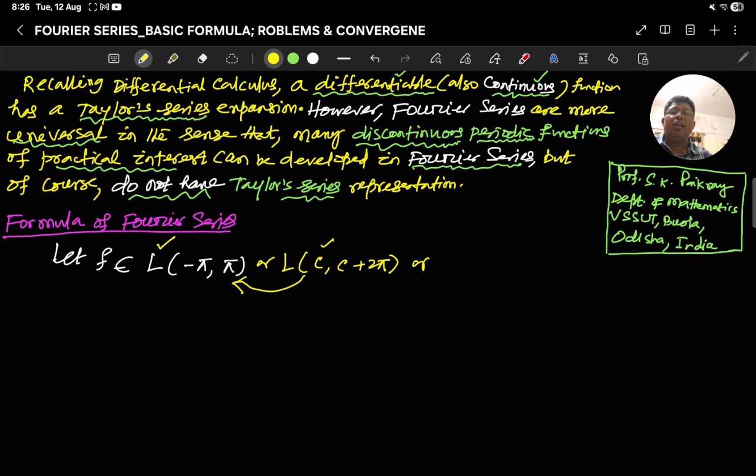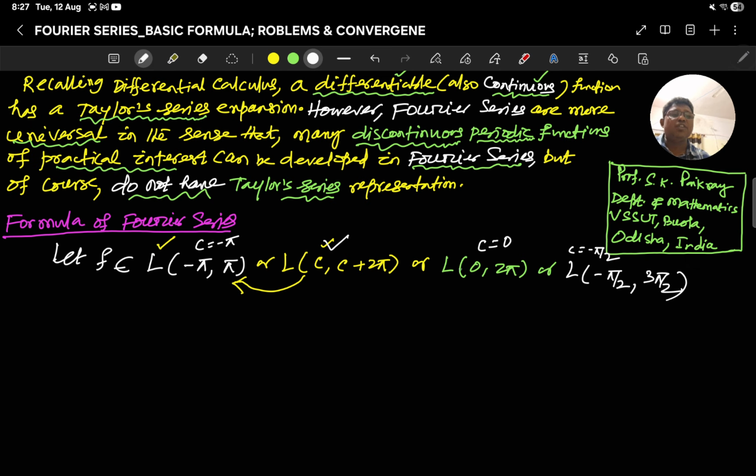Or in particular, suppose I have L(0, 2π), or L(-π/2, 3π/2). You see, this is more general because if I set c equal to 0, I will get it. If I set c equal to -π, I will get it. If I set c equal to -π/2, I will get it. So this is a general approach.